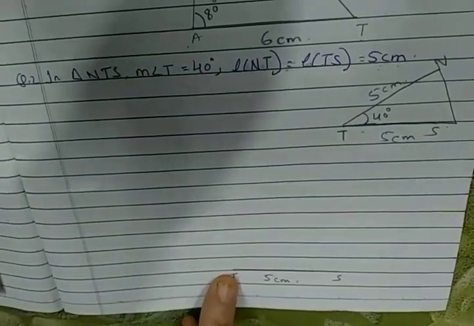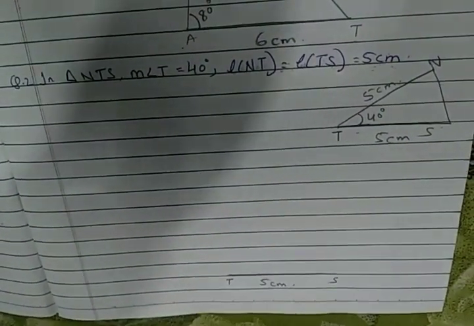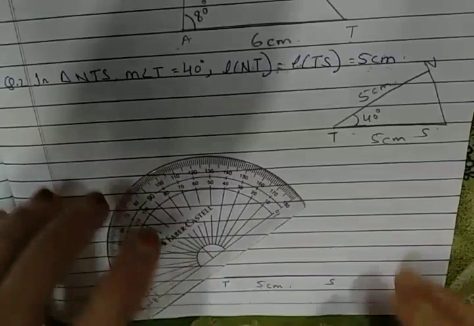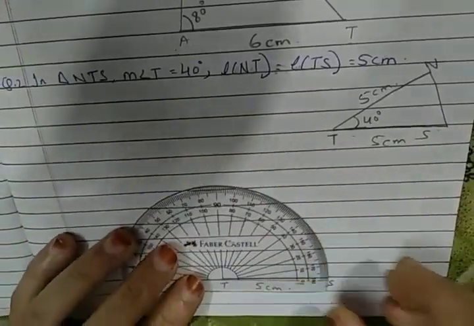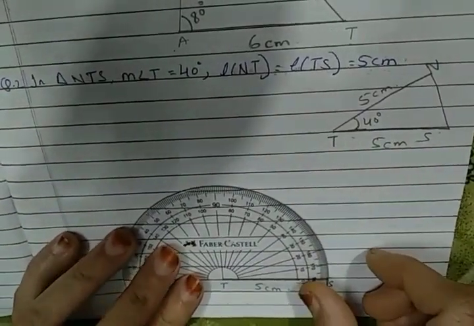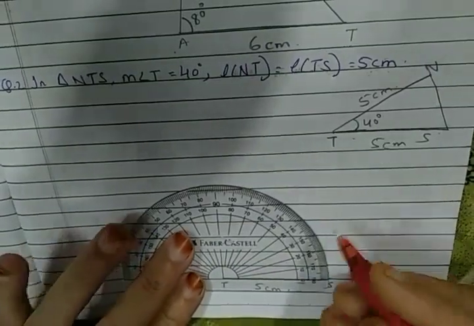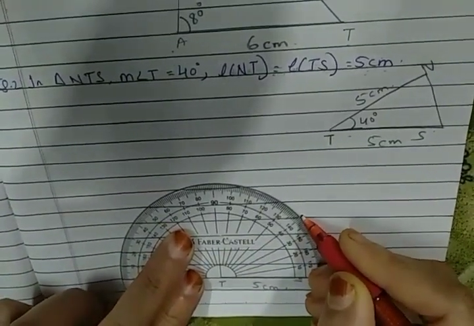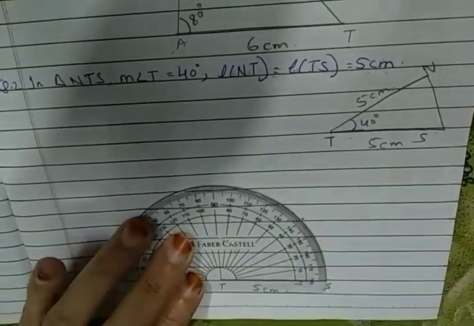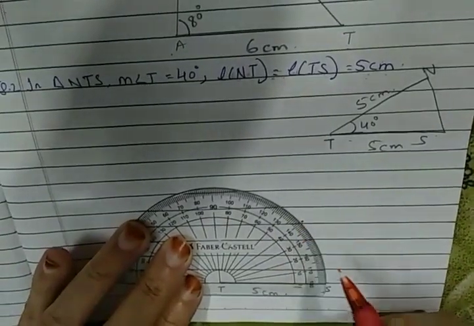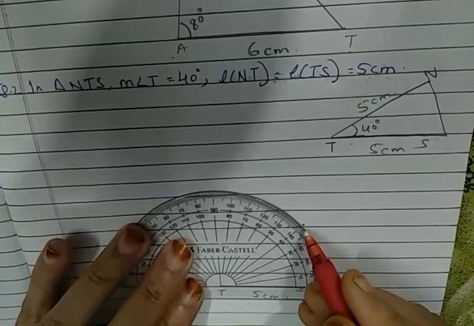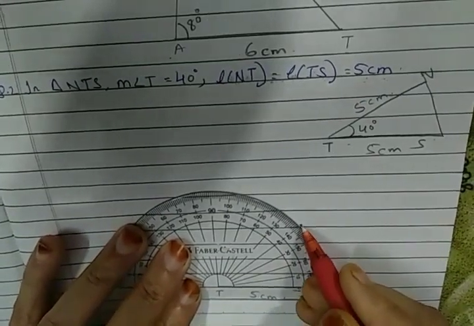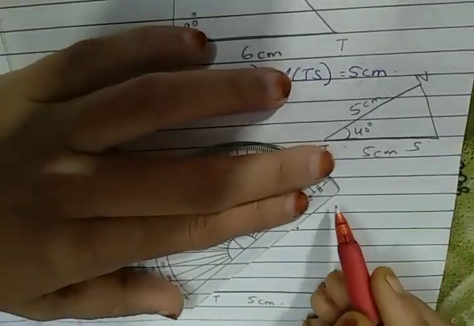Okay. Then from T we have to make an angle of 40 degrees. Keep this protractor on point T and make the angle of 40 degrees. Where will the 40 degrees be? It will come here, because it will be an acute angle. 40 degrees means less than 90, so it is an acute angle.